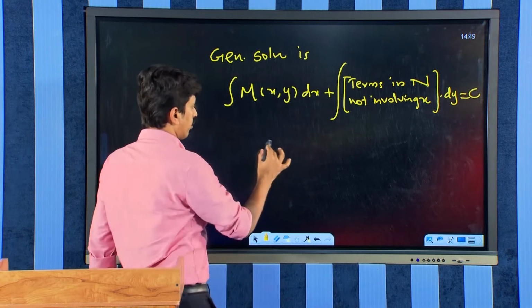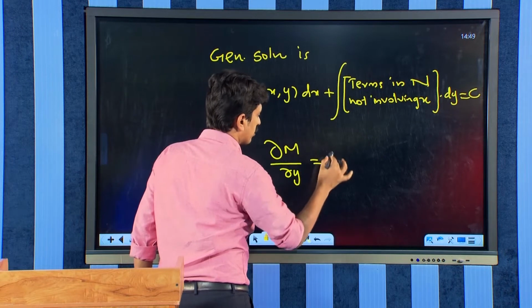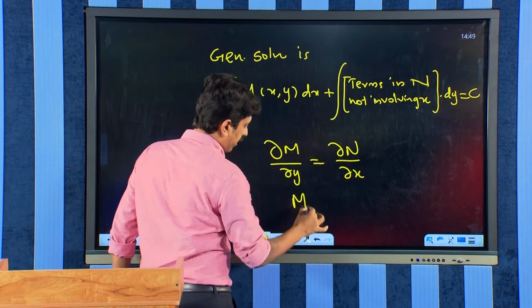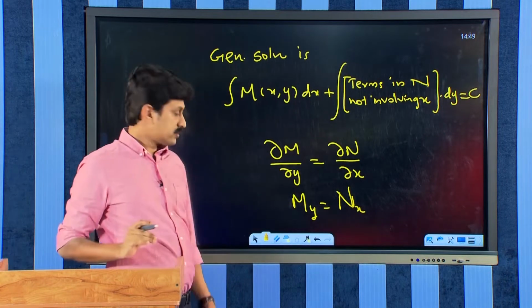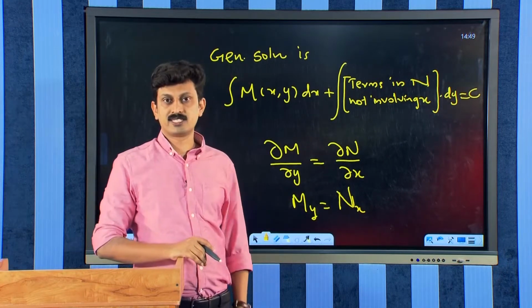That is possible only when ∂M/∂y = ∂N/∂x, or simply My = Nx. Here My is ∂M/∂y and Nx is ∂N/∂x.